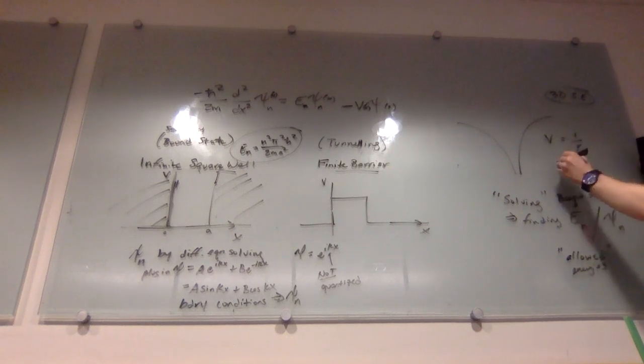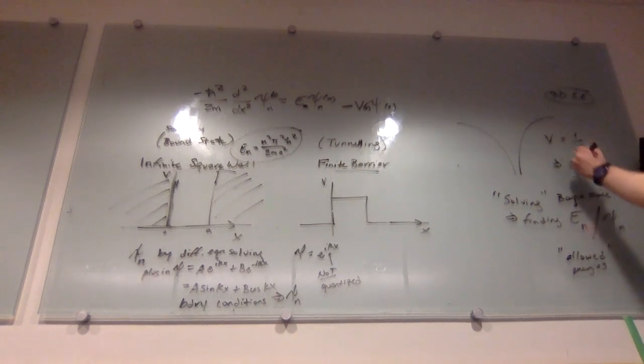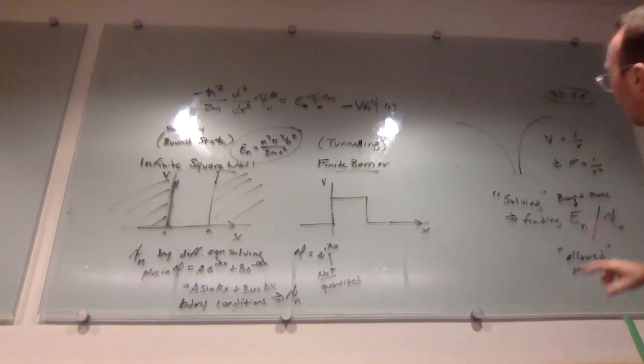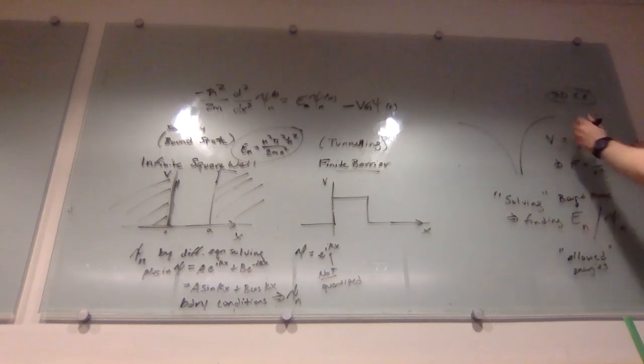So remember, if V is 1 over R, that means the force is like 1 over R squared. This is like electric fields and gravity when you're really far away and stuff. So these mean the same thing, because this is the derivative of the other one. Anyway, so V is 1 over R. If you just plot 1 over R, it looks like this, right? Like the absolute value of 1 over R.